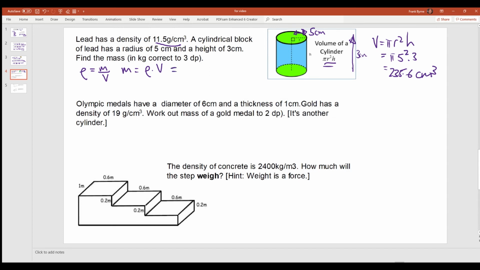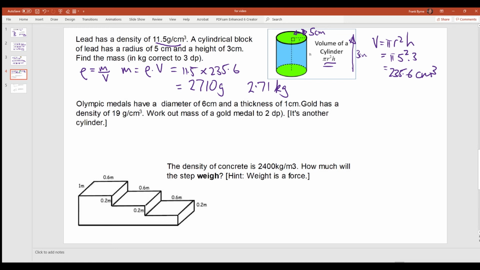So the mass is 11.5 grams per centimeter cubed times 235.6. 235.6 times 11.5 comes out at, rounding to 3 significant figures, 2710 grams, or 2.71 kilograms. Correct.